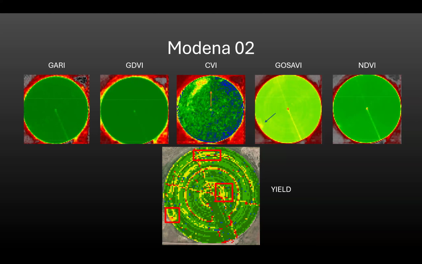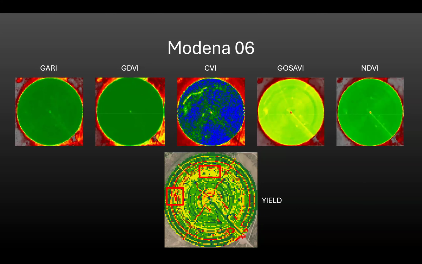There's not a good correlation there. So I went to another field. I saw a little bit better patterns. Again, GARI and GDVI kind of saturated. NDVI started to pick up some more bad spots.